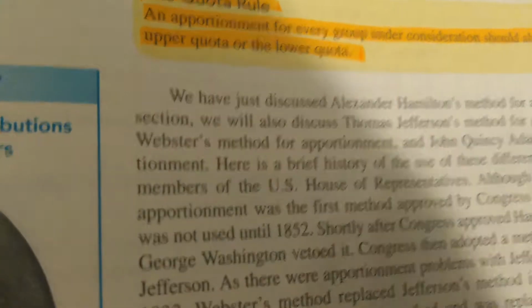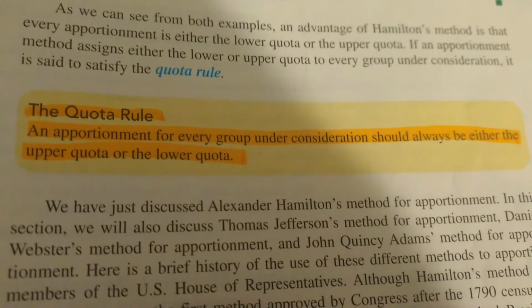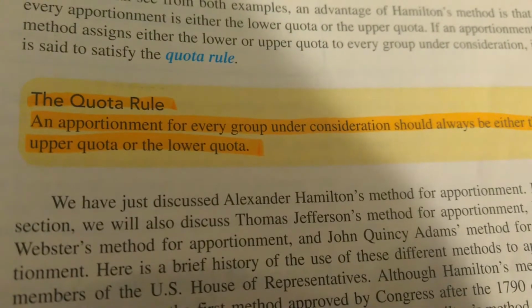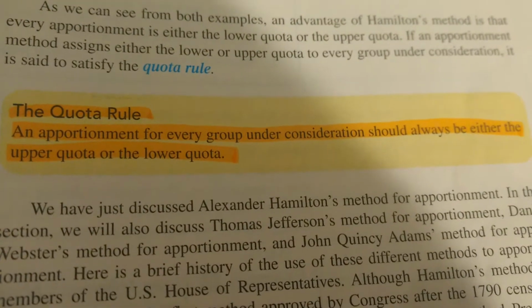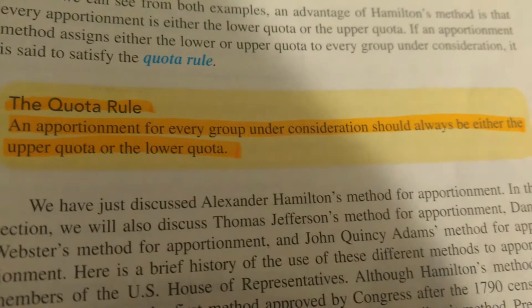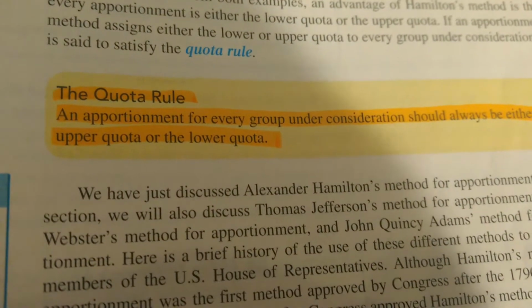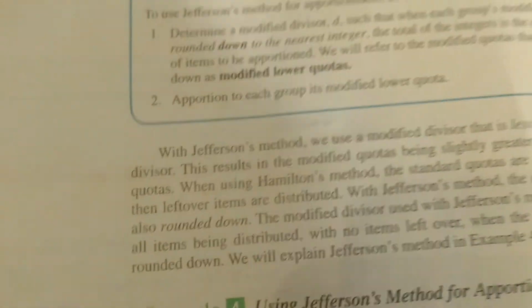All right, we've already gone over Hamilton's method. Now, one of the rules we have to look at here, on page 889, is the quota rule. It says an apportionment for every group under consideration should always be either the upper quota or the lower quota. You can't mix them both in the same thing. You have to round everything up, or round everything down. So the next one we go to is Jefferson's method.